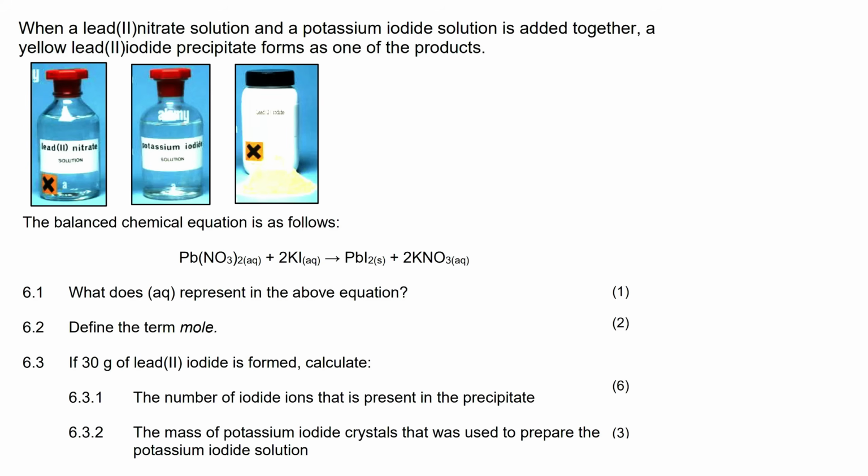When lead nitrate, so lead nitrate, lead is Pb, nitrate is NO3, and potassium, which is K, and iodide, which is I, when they react, a yellow lead iodide, so that's going to be this one over here, and precipitate forms as one of the products. They called it a precipitate because it's a solid. Precipitates are solid. So just once again, lead nitrate is this one. Potassium iodide is that one. And then lead iodide is one of the products, which is that one. Okay, and that one they said is a precipitate because it's a solid, as we can see.